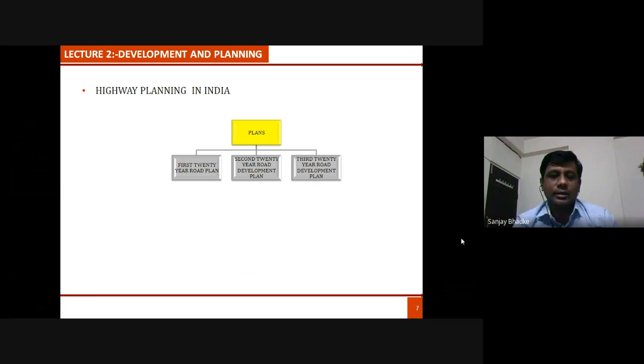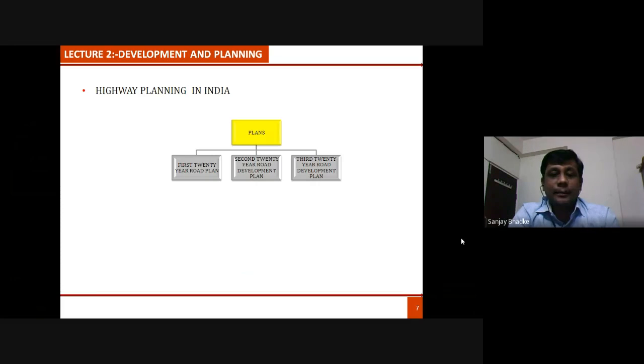So how has highway planning started in India? Basically, when you are going to start anything in India, or any town development, we have some basic plan. There are some committees, and they decided to develop the road network in India. They decided on three different plans.